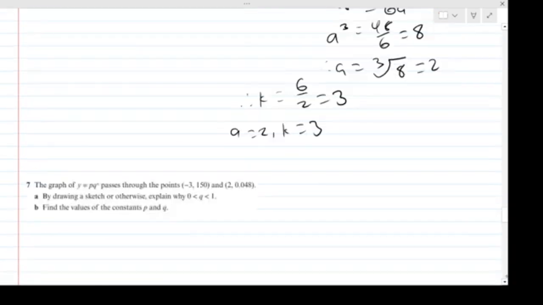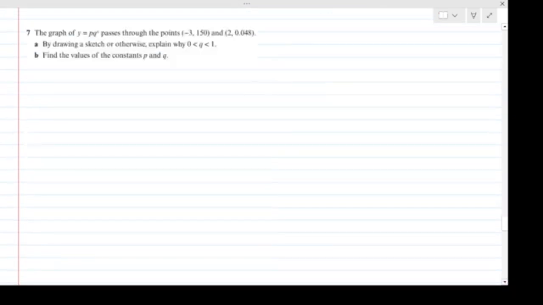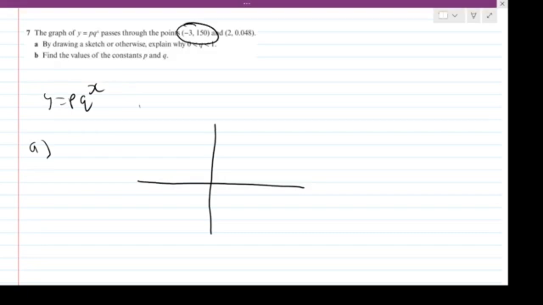Okay, we've got this question here. We're given the graph of y is pq to the x, okay? We're told it passes through these 2 points. And it says, by drawing a sketch, explain why q is between 0 and 1. Right, okay, so it says drawing a sketch. The only thing we have to work with, well, we obviously have the equation, but we don't know what p and q are. But we're given the 2 points. Let's plot these 2 points.